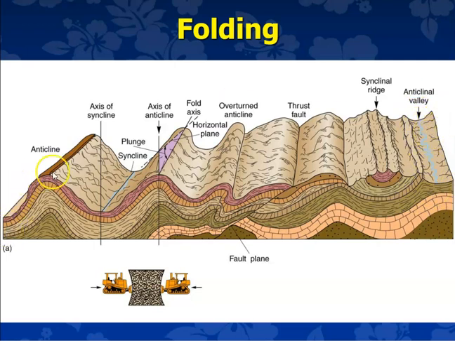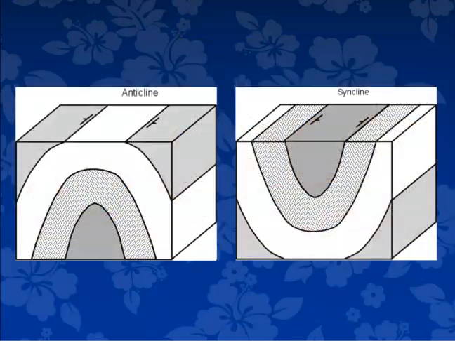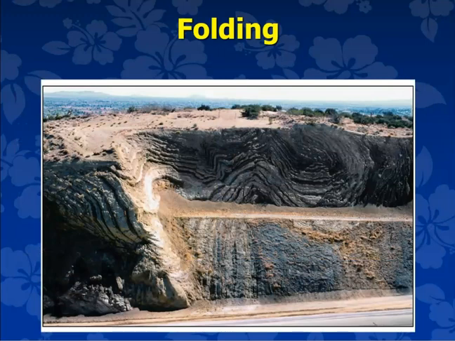So I expect you to be able to recognize that the folding is a result of compressional stresses that we find near convergent boundaries. The anticline is the upfold, and the syncline is the downfold. Anticline upfold, syncline downfold. So anytime you see these types of folds, that tells you at some point this area was compressed.